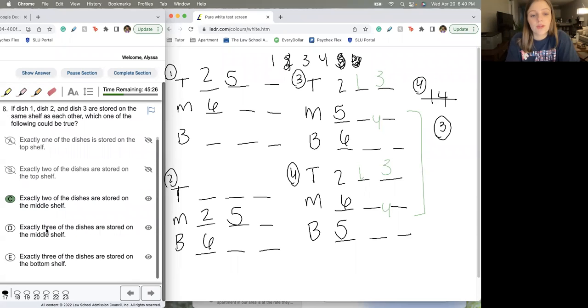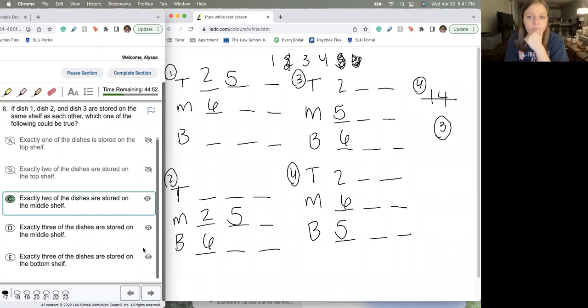Answer choice D says 3 of the dishes are stored on the middle shelf. I can't have that happen because 4 is my remaining floater. So I could put 4 up on that middle shelf, but I don't have another variable to fill in this spot. So I can't have 3 up there. That makes D wrong. And it also makes E wrong because, again, I could put 4 down here, but I don't have another variable to fill that spot. So I cannot make that happen. So because I can make C happen, that's going to lead me to pick C.